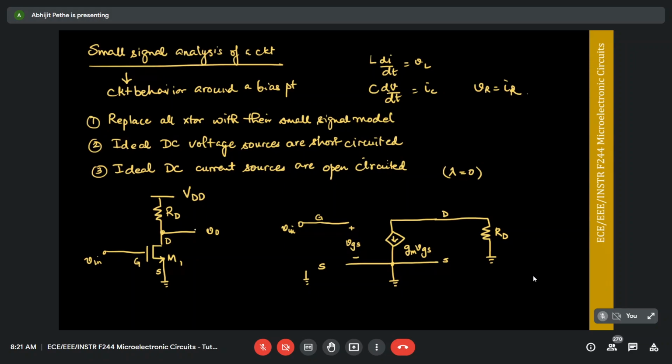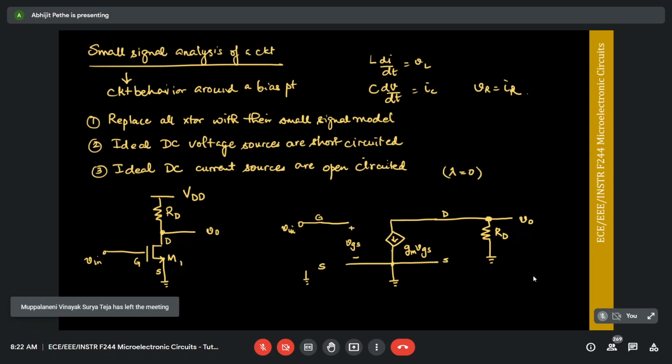And where is the voltage V0? V0 is drawn across RD, right? So V0 is drawn at the drain node. So this is my V0, and this is my Vin. So this is the small signal model of the circuit, what we have done here. We replaced the M1 with its small signal model and then ensured that all the DC voltage sources are short circuited and current sources are open circuited. When we've done that, what we've essentially created is the small signal model of the circuit. And so now with this, we can do a small signal analysis.